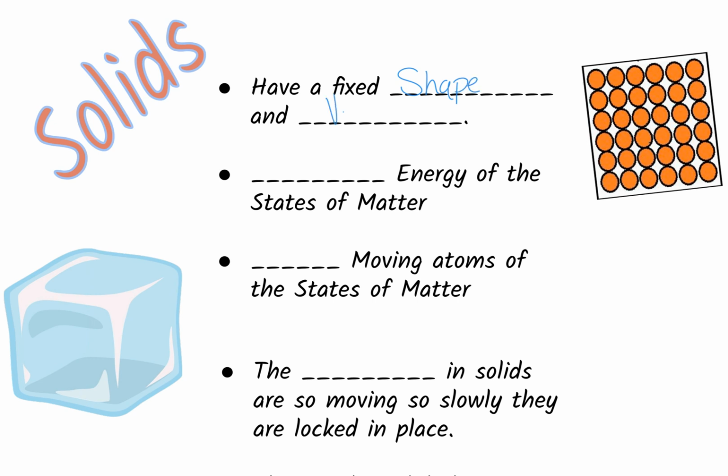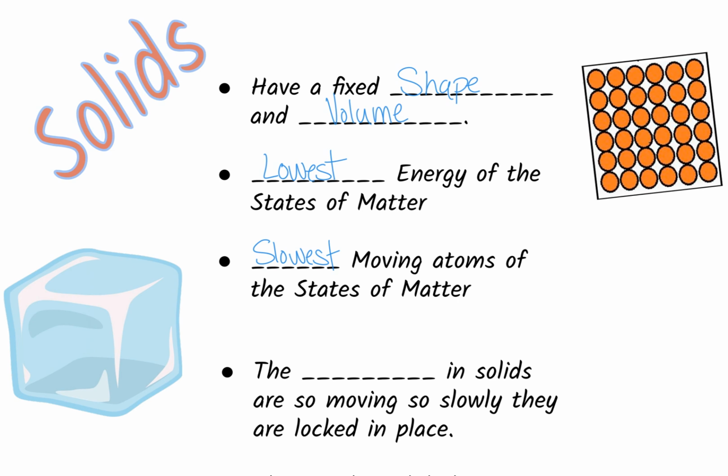and a fixed volume. And what this means is that if something exists in the solid phase or the solid state of matter, it cannot change its shape. Its shape will not change unless there's some force applied to it, and its volume will not change, no matter what. Solids are the lowest energy of any of the states of matter, and the reason it has the lowest energy is because the atoms that make up that state of matter are the slowest moving.